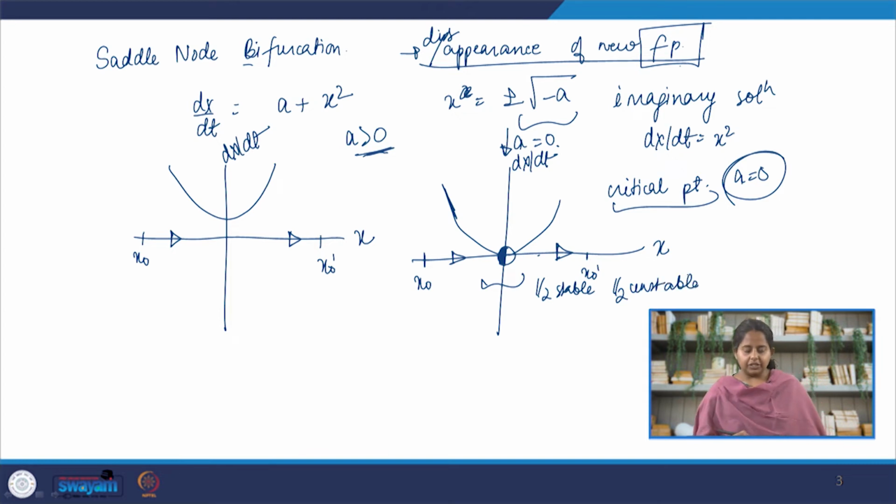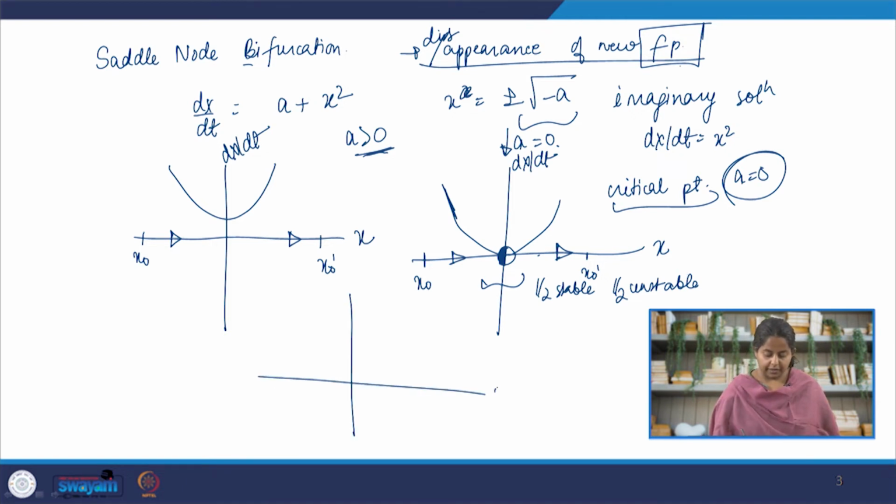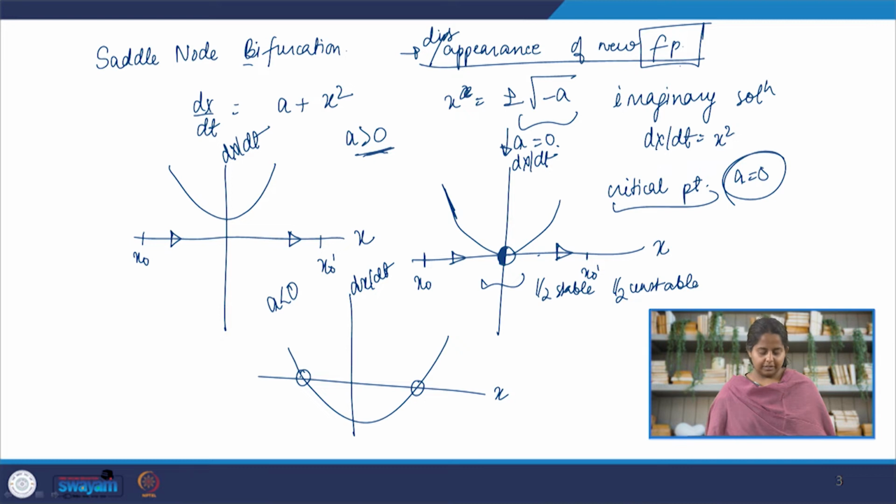Alrighty, let's keep changing a. Now we are going to reduce a even more until it becomes negative. x on the x-axis, dx/dt on the y-axis, and a is less than 0 here. Now this is the first time that you will get two distinct fixed points. One of them will be positive, one of them will be negative. Let's try to understand the stability of these two fixed points in the system. So let's call it fixed point 1, which is the negative one, and fixed point 2, which is the positive one.